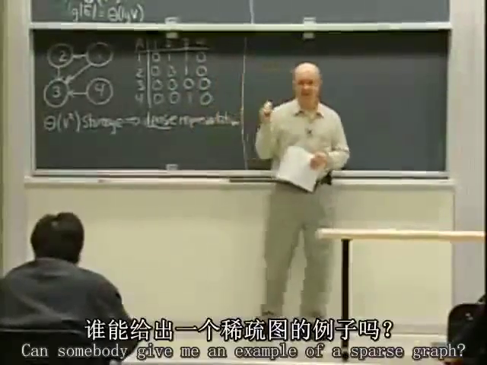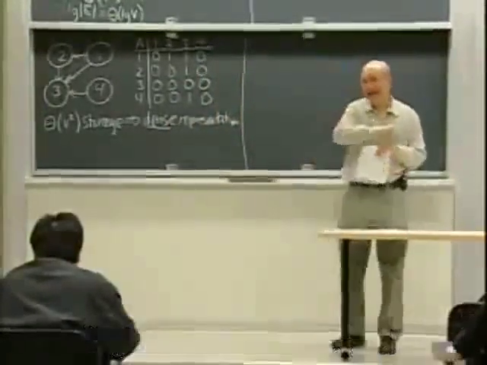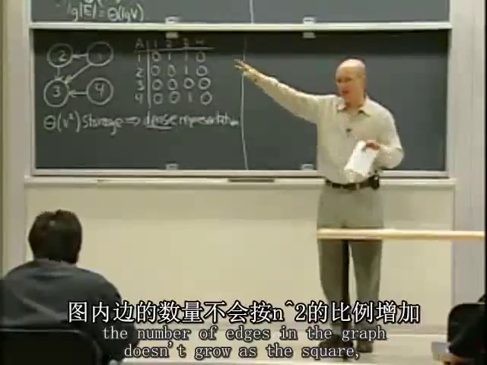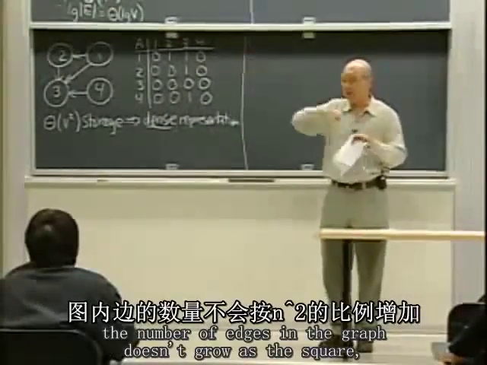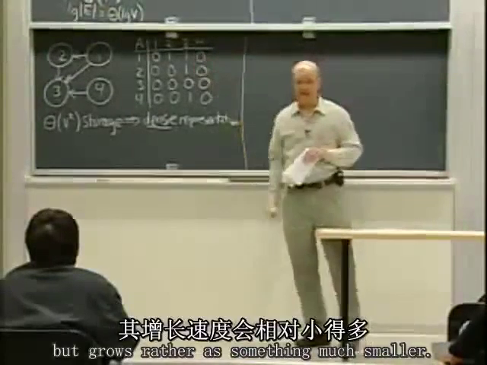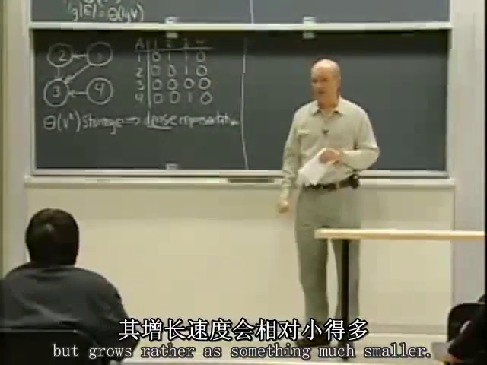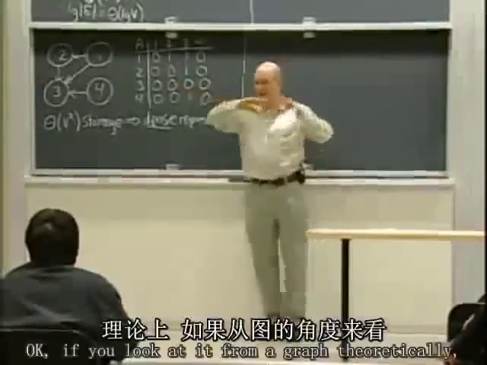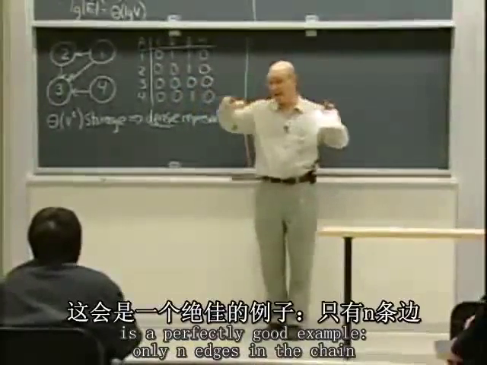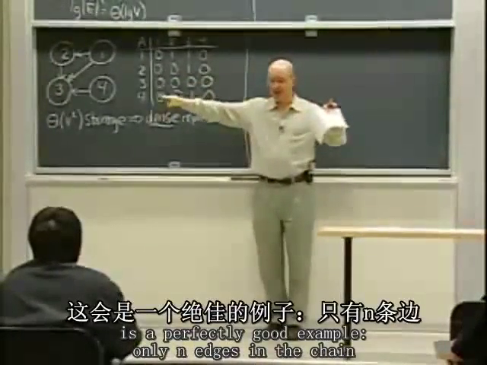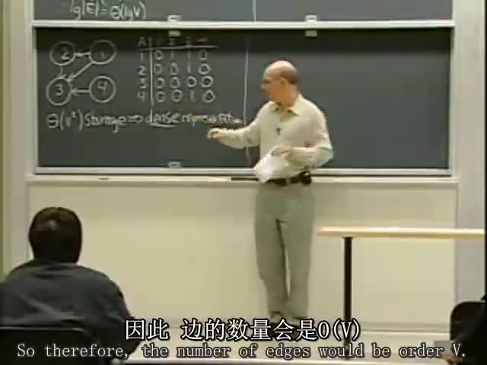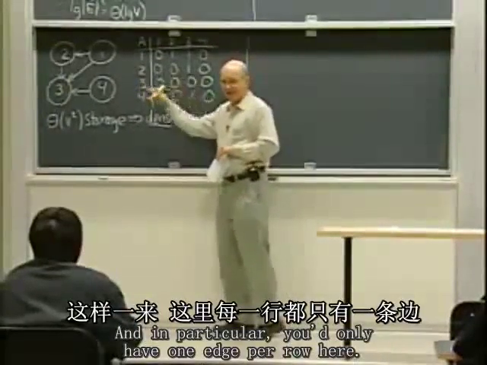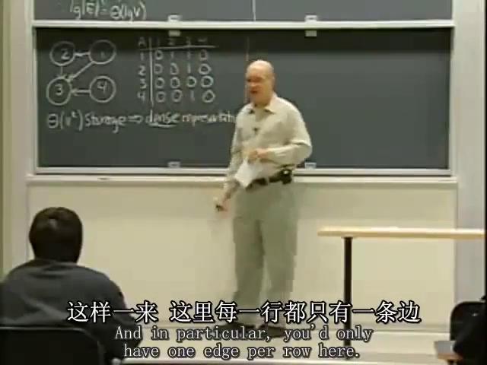Can somebody give me an example of a sparse graph? A class of graphs. So I want a class of graphs that as n grows, the number of edges in the graph doesn't grow as the square, but grows as something much smaller. A linked list, so a chain. If you look at it graph theoretically, it is a perfectly good example. Only n edges in the chain, for a chain of length n. So therefore, the number of edges would be order v, and in particular, you'd only have one edge per row here.